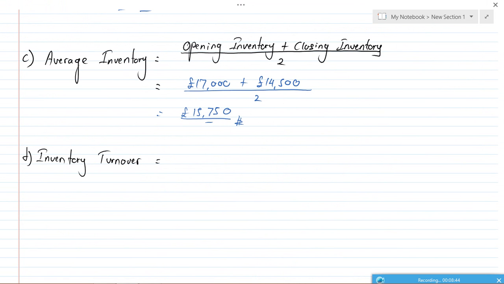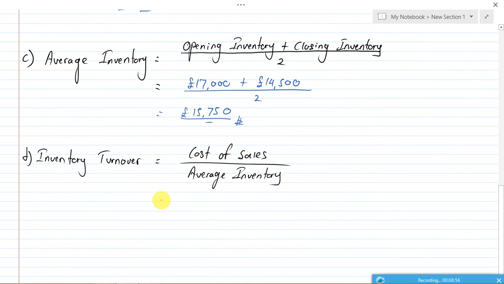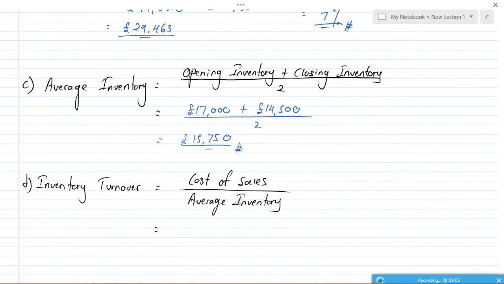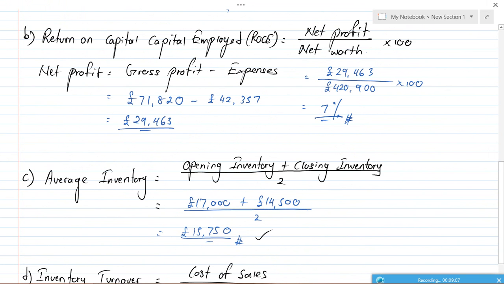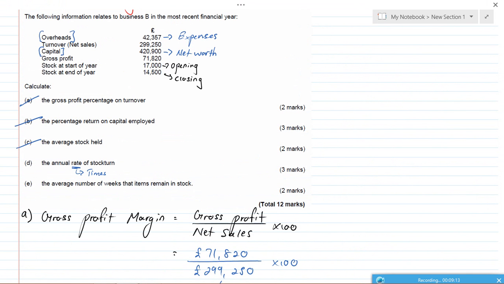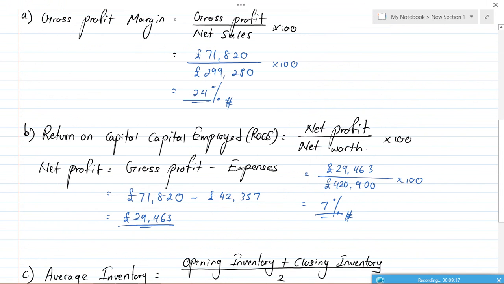So the first formula is cost of sales divide with average inventory. Now this is the formula, but we got a problem. We already have our average inventory, very good. But do we have a cost of sales? No. That means we have to do cost of sales working. We have to find the cost of sales.